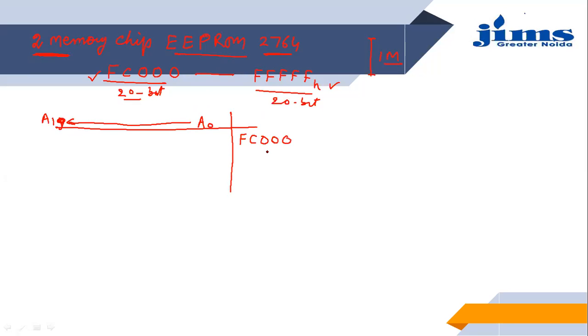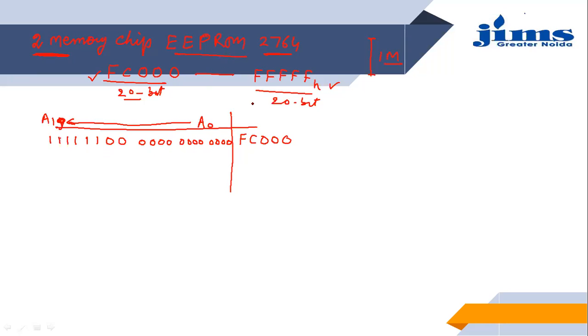FC000, a 20-bit address. F means 1, 1, 1, 1, that is A19, A18, A17, A16. C means 1, 1, 0, 0. Then followed by all zeros. This should be my starting address where I should put my IC 2764, the first double EEPROM.